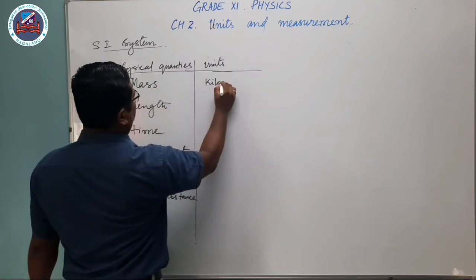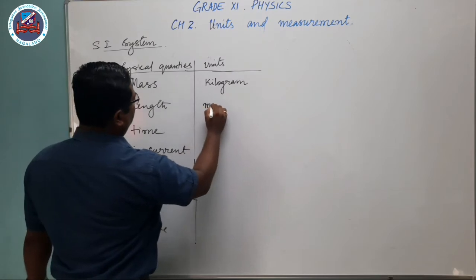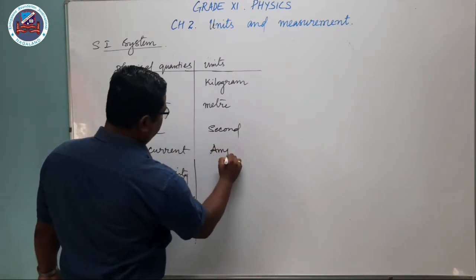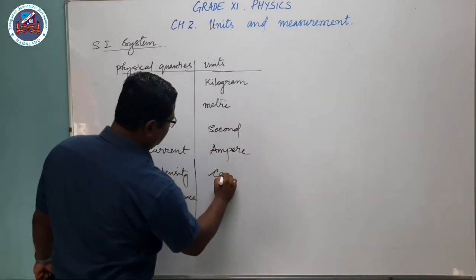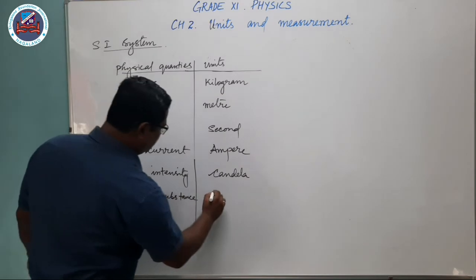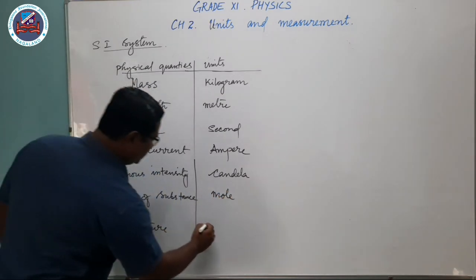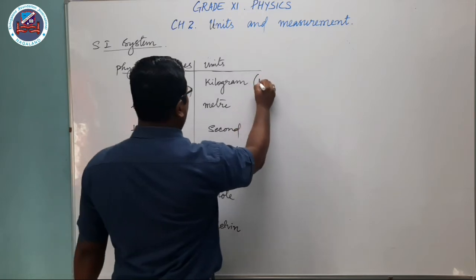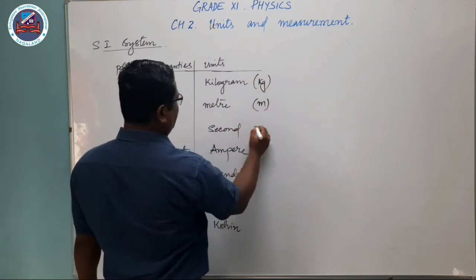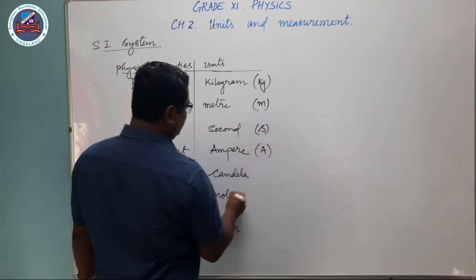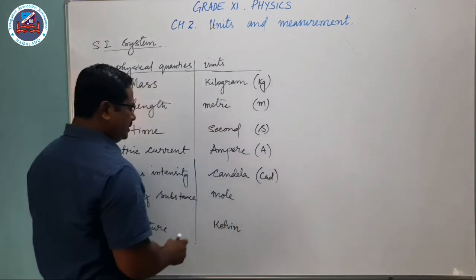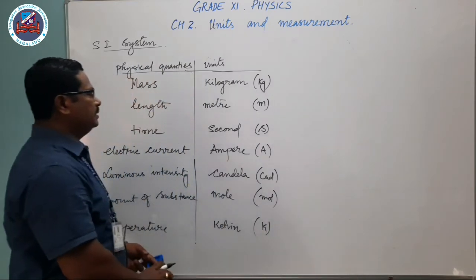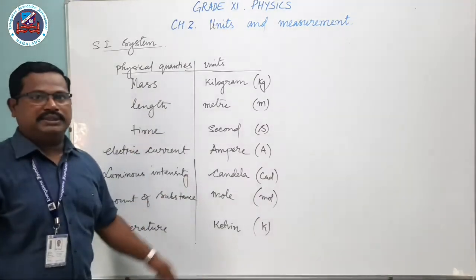mass, kilogram; length, meter; time, second; electric current, ampere; luminous intensity, candela; amount of substance, mole; and temperature is taken as Kelvin. They are abbreviated as kilogram as kg, meter as m, second as s, ampere as capital A, candela as cd, mole as mol, and Kelvin as K. These are the abbreviations that are to be used while dealing with physical quantities nowadays.